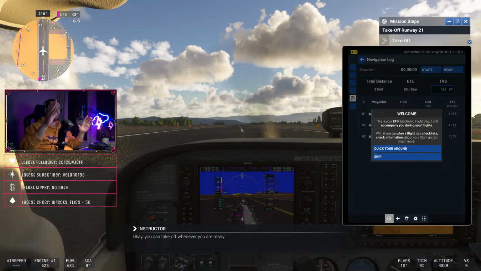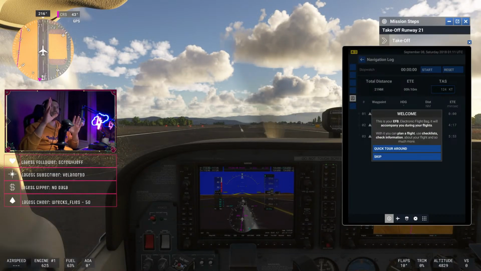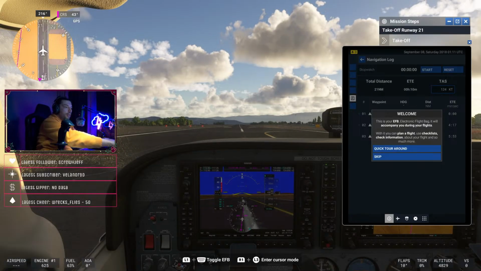And how am I supposed to switch this panel off on my left? This is my real question here.